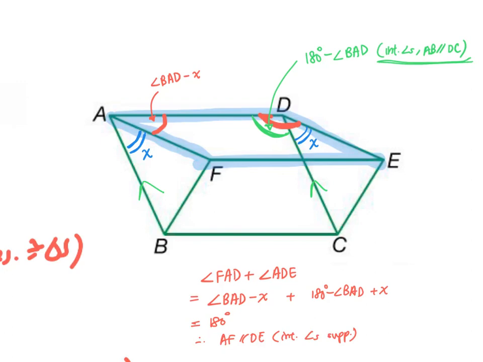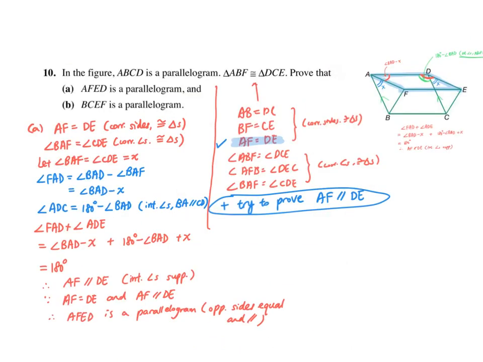Okay, so this is just the idea. How to present? I will show the answers now. So this is the answer, and please look at it carefully. You have to write every line clearly by stating the correct reasons, like this: corresponding sides, congruent triangles, corresponding angles, congruent triangles. After that, you can let x in order to present it well.